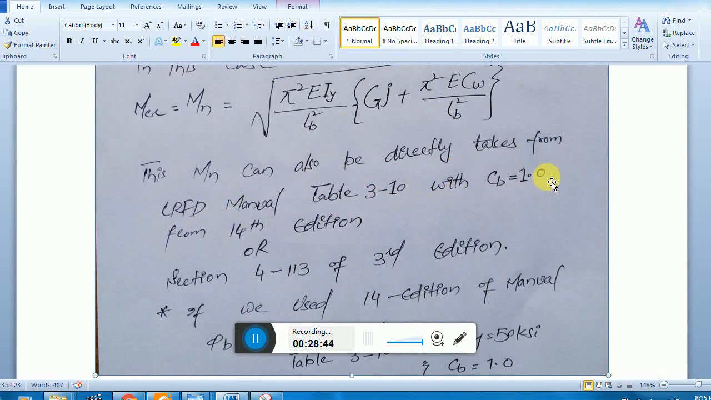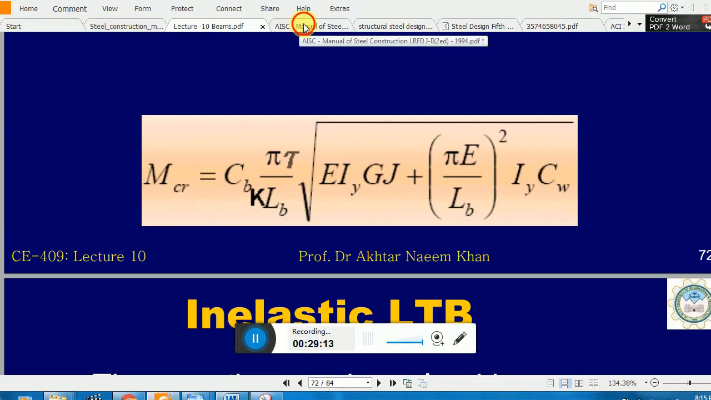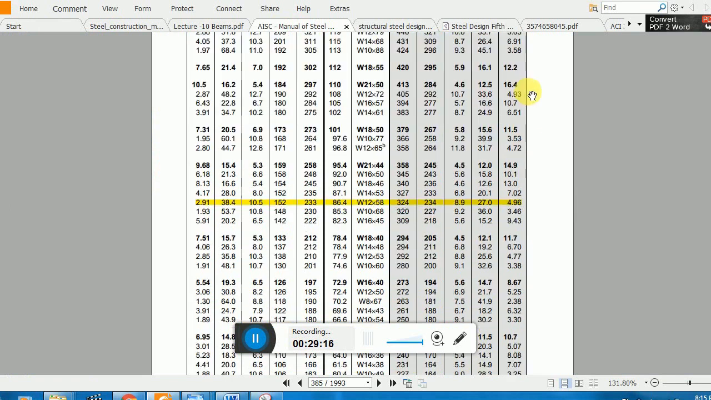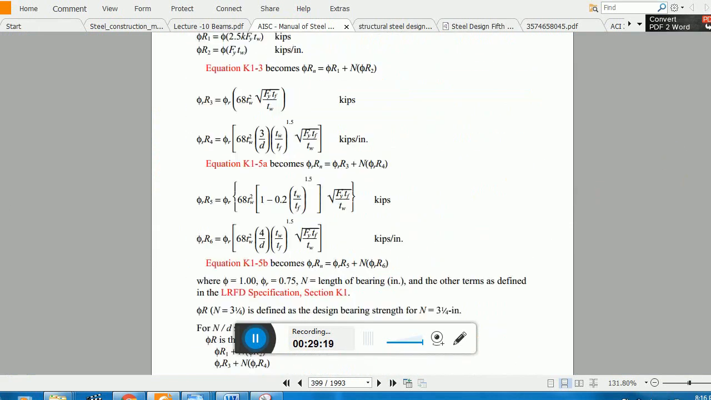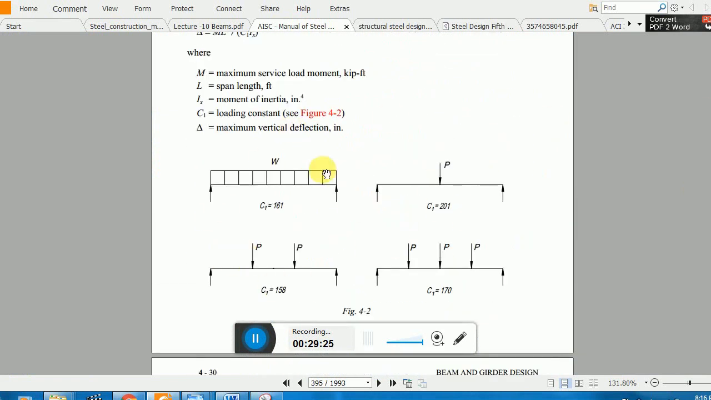Now this MCR value is present in the LRFD manual, but there we have Cb equal to 1.0, not 1.14, and here the condition is that you have to use 1.14. So see section 4-113 of the third edition, chapter number 4, page number 113. Clear? One thing is very important to show you. These are the Cb values in the manual.